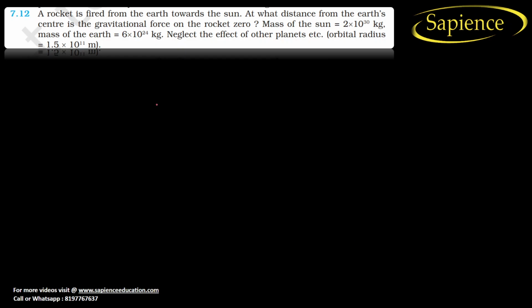Now let us consider question number 7.12. A rocket is fired from the Earth toward the Sun. At what distance from the Earth's center is the gravitational force on the rocket zero? The mass of the Sun is given, Earth's is also given, neglect the effect of the other planets. So let us assume that we have an Earth. So this is your Earth, and we have a Sun. So this is your Sun.